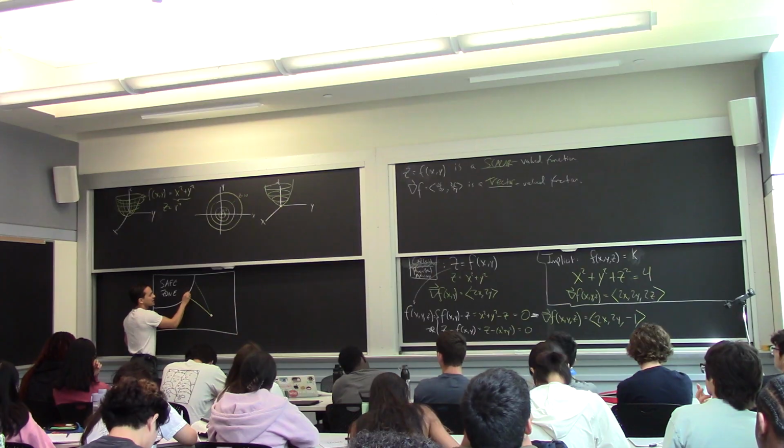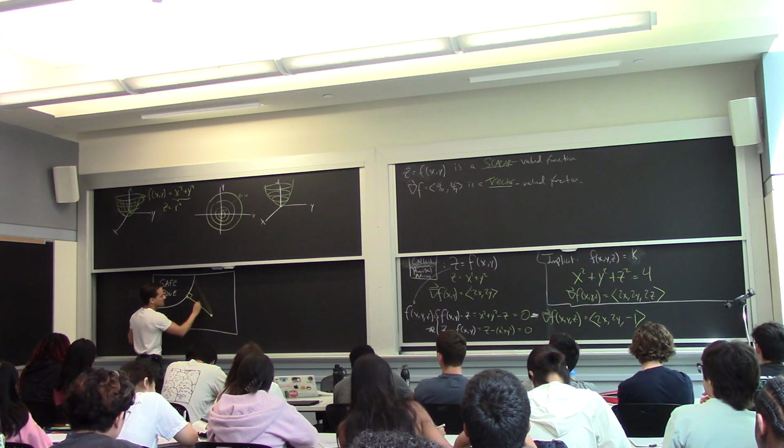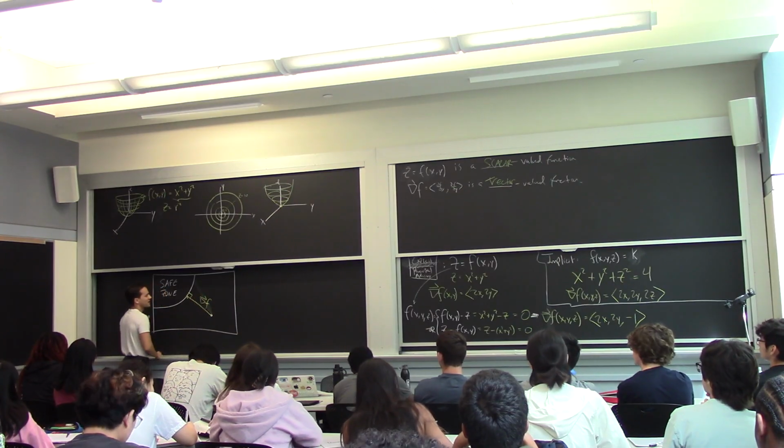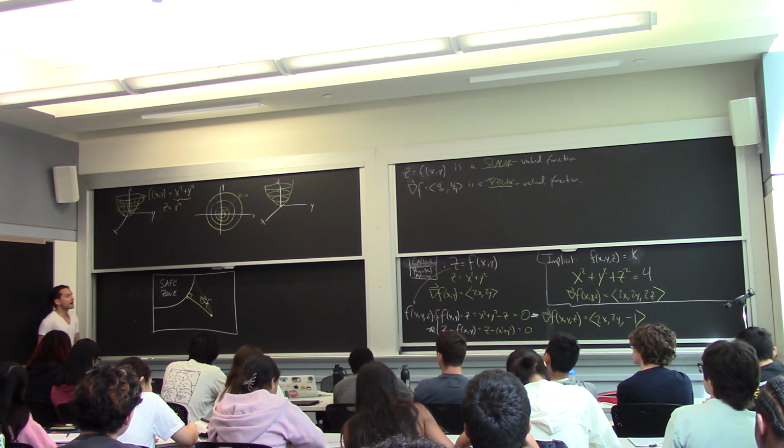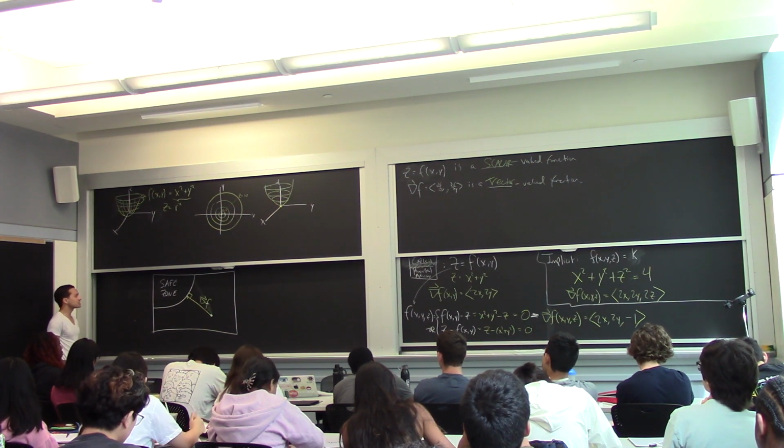Now the cool thing about this direction is that it is perpendicular. This is precisely how level curves relate to the gradient. This is your gradient direction. The gradient is the direction of steepest, what? Ascent. Steepest change in your function.